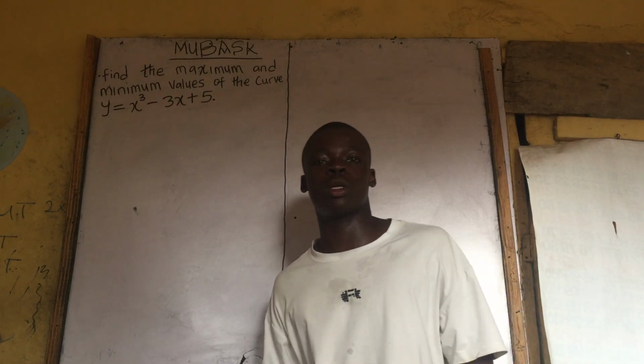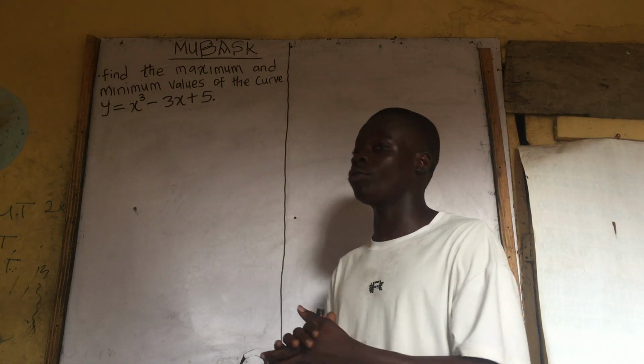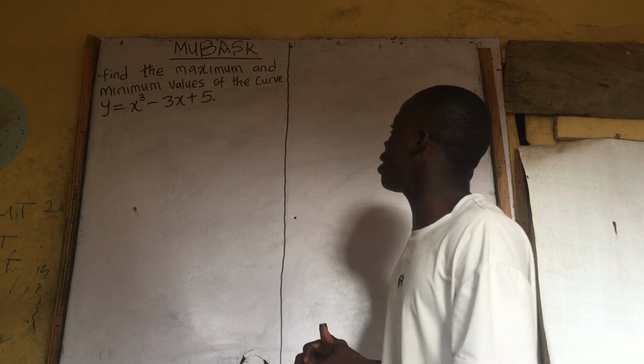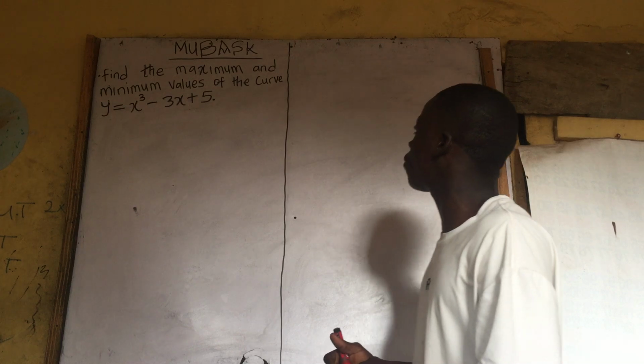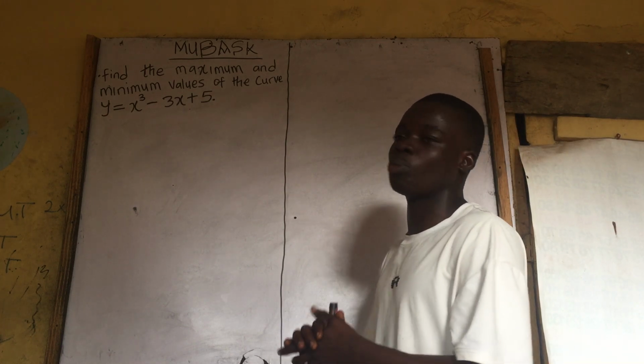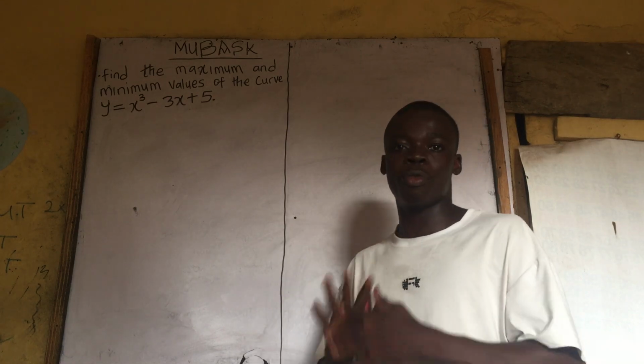Today they are giving us a problem under some application of differentiation, which is turning points. They say find the maximum and the minimum value of the curve y equals x cubed minus 3x plus 5. This question is very simple to solve.